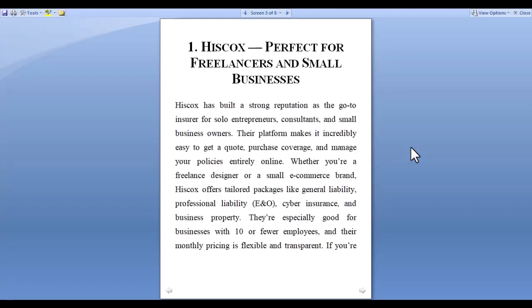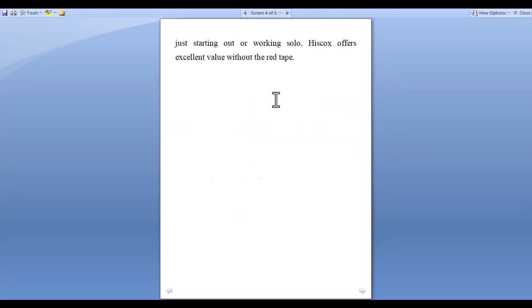Whether you are a freelance designer or a small e-commerce brand, they offer tailored packages like general liability, professional liability, E&O, cyber insurance, and business property. They are especially good for businesses with 10 or fewer employees, and their monthly pricing is flexible and transparent. If you are just starting out or working solo, these policies offer excellent value without red tape.